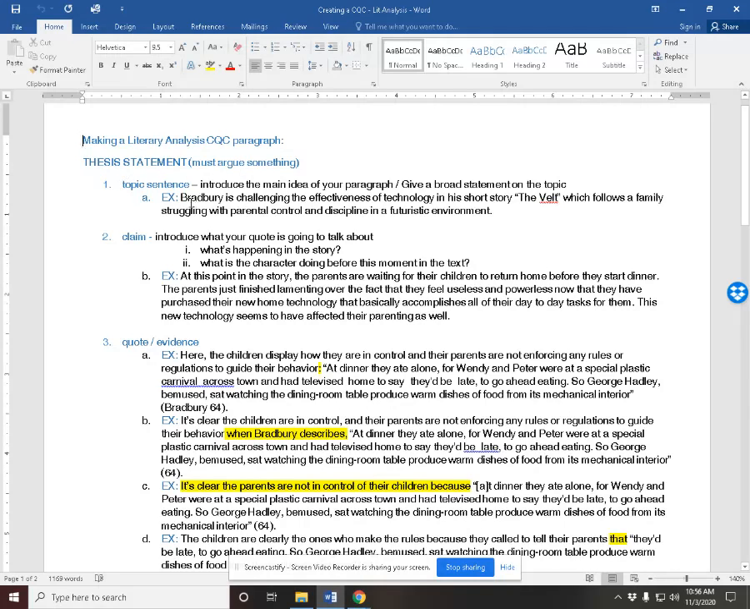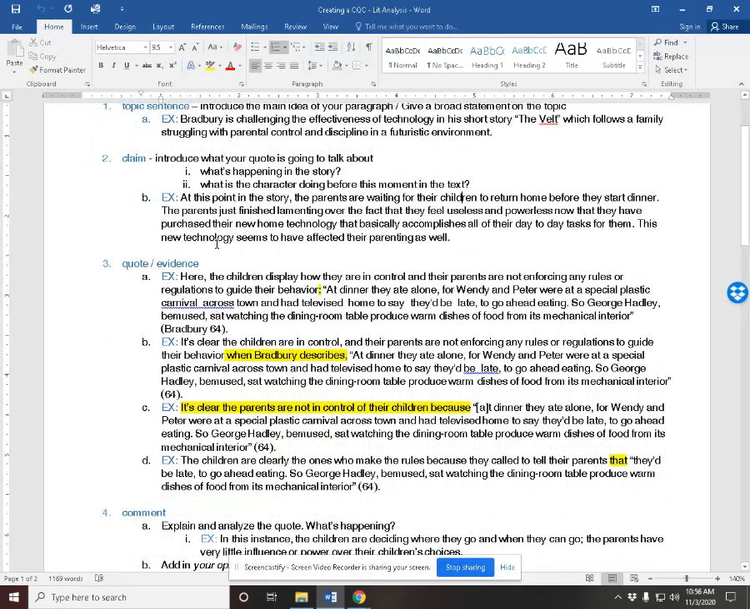it requires a topic sentence, and this should be sort of an introduction about the topic, the theme perhaps of the short story. In this case, we're talking about the Velt. But on top of the theme, it also gives a very brief summary of the text.